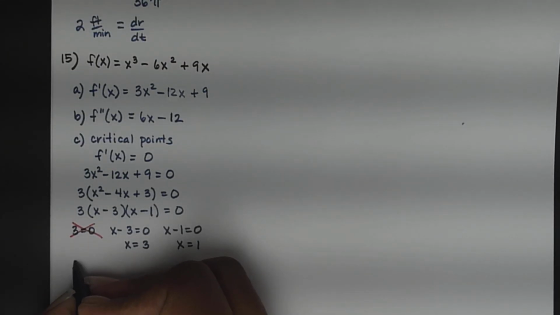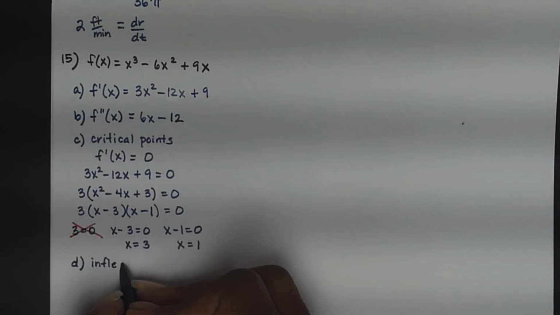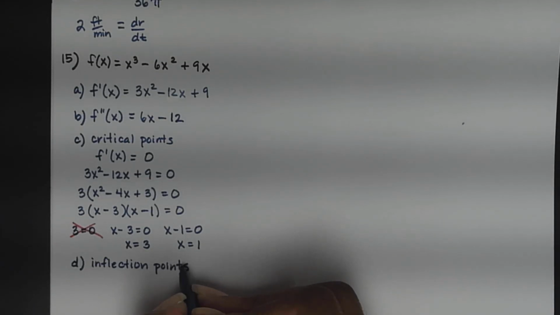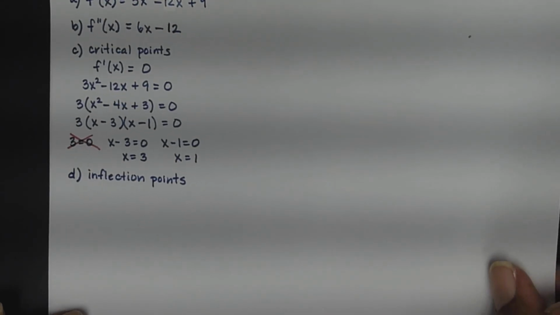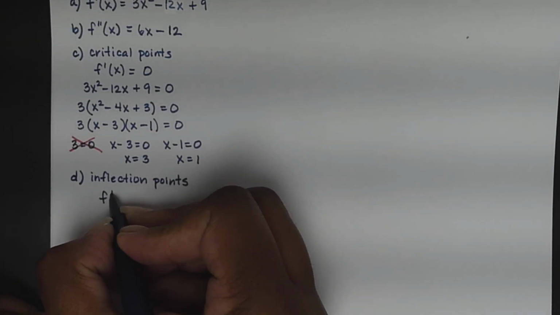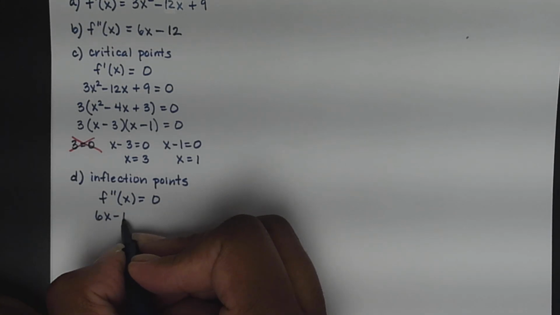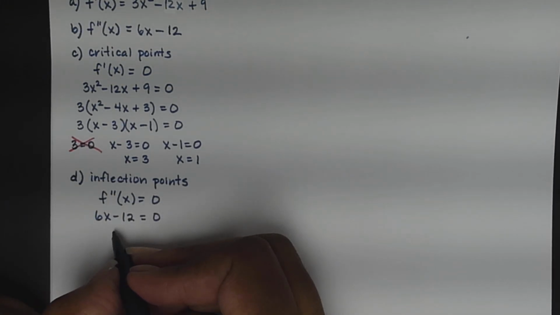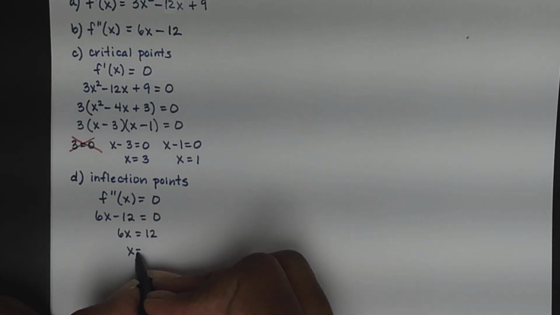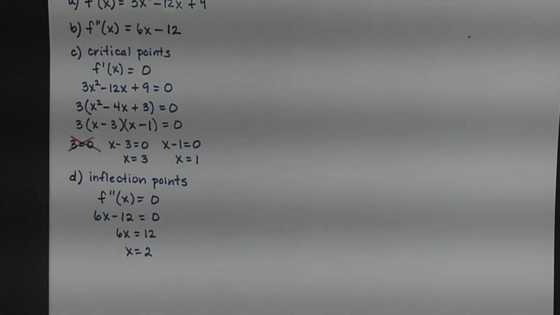Now, part D are your possible inflection points. We take our second derivative, which is 6x minus 12, and set that equal to 0. Move the 12 over to the other side: 6x equals 12. That means x is equal to 2. So my possible inflection point will be at x equals 2.